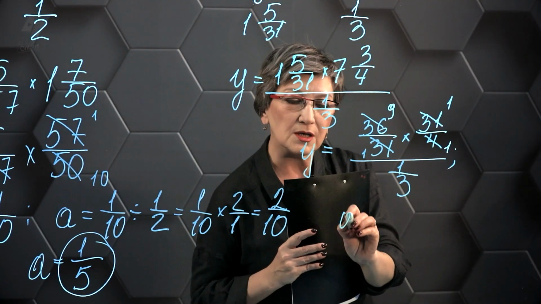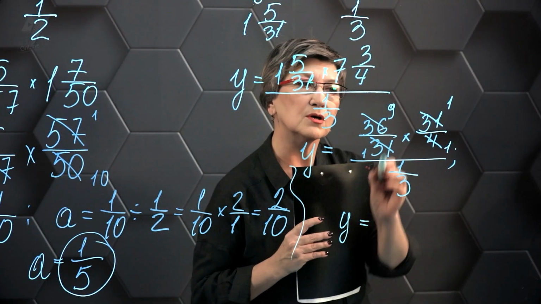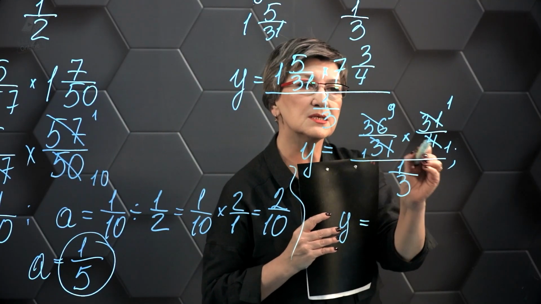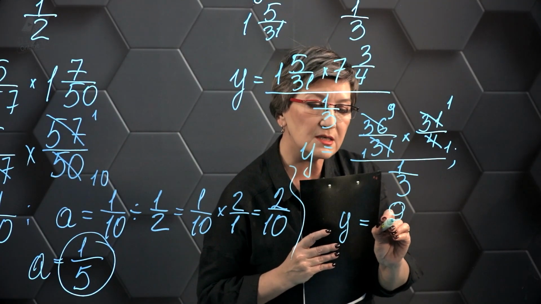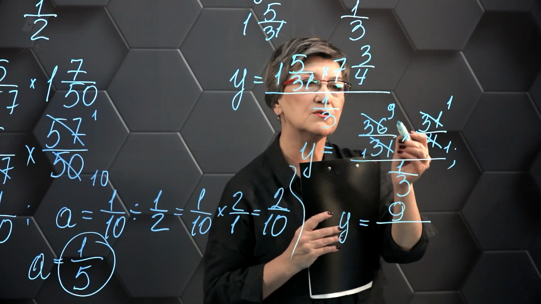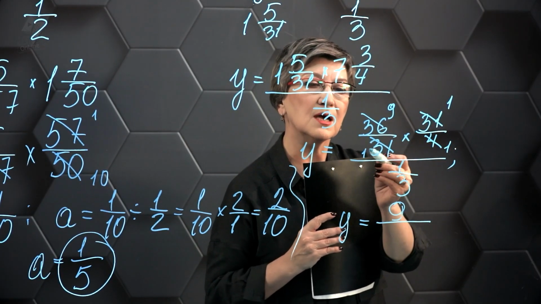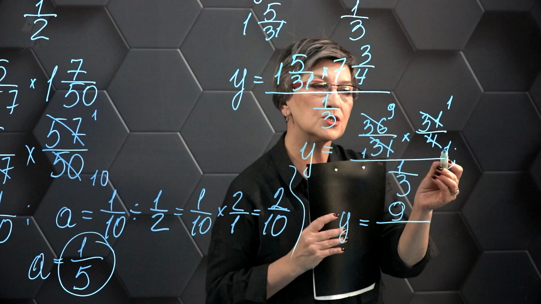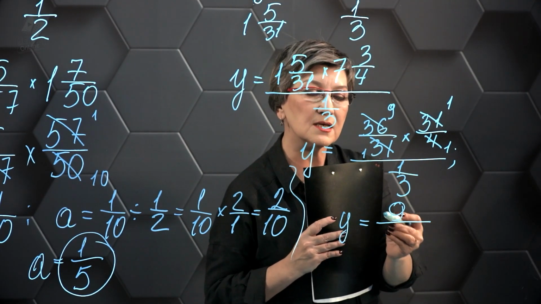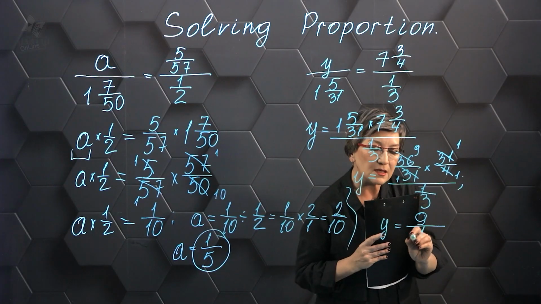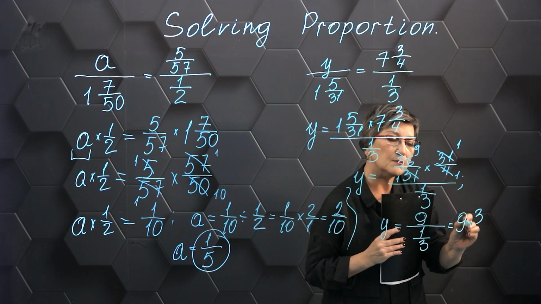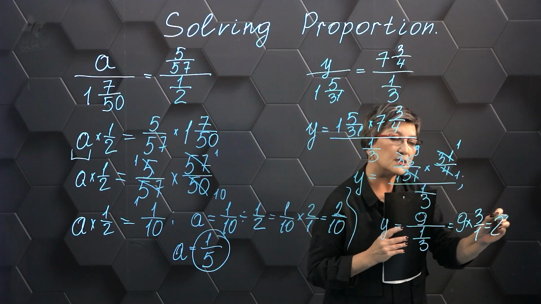The result is 9 times 1. That's 9. And the denominator will be 1 times 1, I can leave out the 1. So that leaves only 9 in the numerator. 9 divided by 1/3 is 9 multiplied by 3 equals 27.